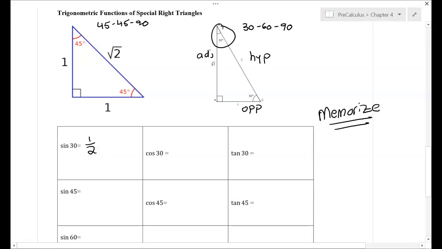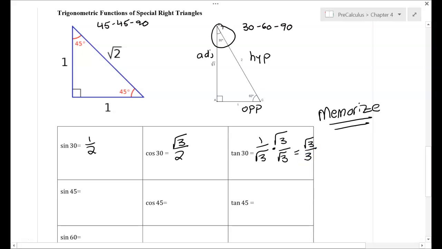Cosine of 30, adjacent over hypotenuse, so I get square root of 3 over 2. Tangent of 30, opposite over adjacent, so I get 1 over square root of 3. Rationalize, don't leave this, so I get square root of 3 over 3.